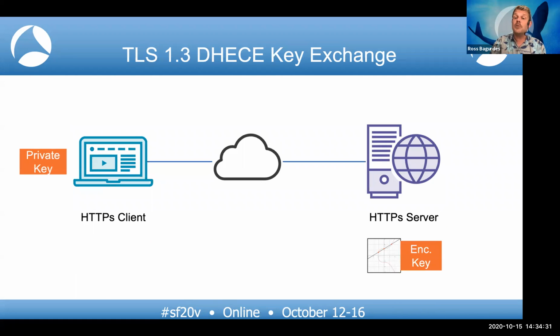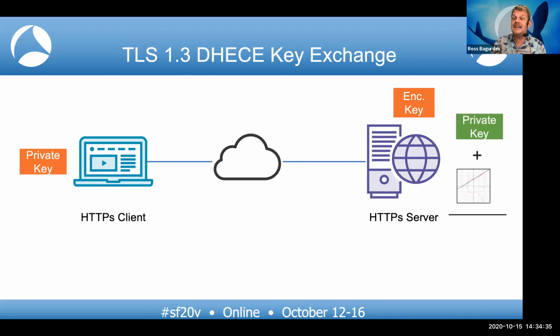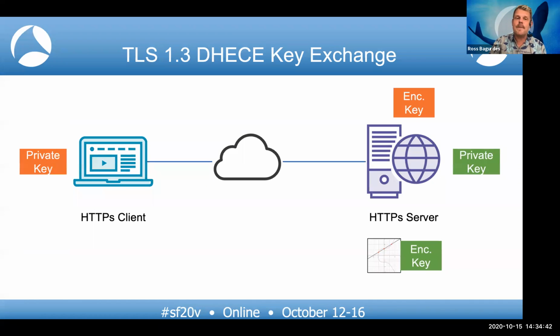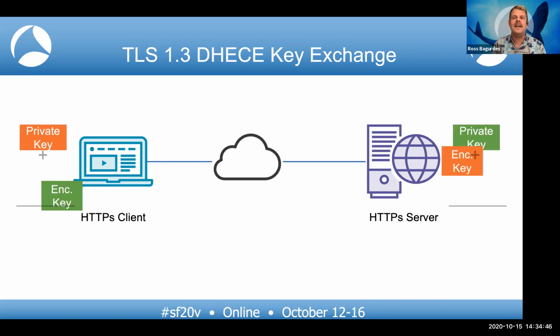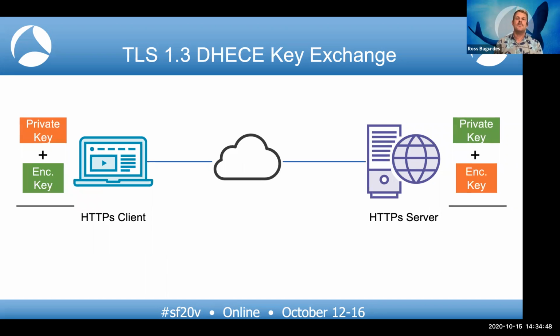The server is going to repeat this process. It's going to take that curve, which is our public key, combine it with its private key, and come up with its own encrypted key. We're going to send that back to the client. And now we have all the components that we need in order to calculate a symmetric key. So this is going to result in a symmetric key.